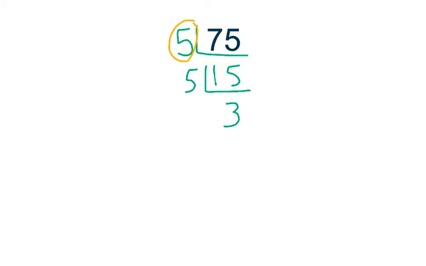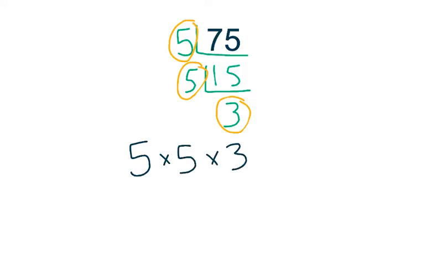Now I am left with all prime numbers, so I can say that the prime factorization of 75 is 5 times 5 times 3, and since there are two 5's, I'm going to rewrite that as 5 to the second power multiplied by 3, and that's the prime factorization of 75.